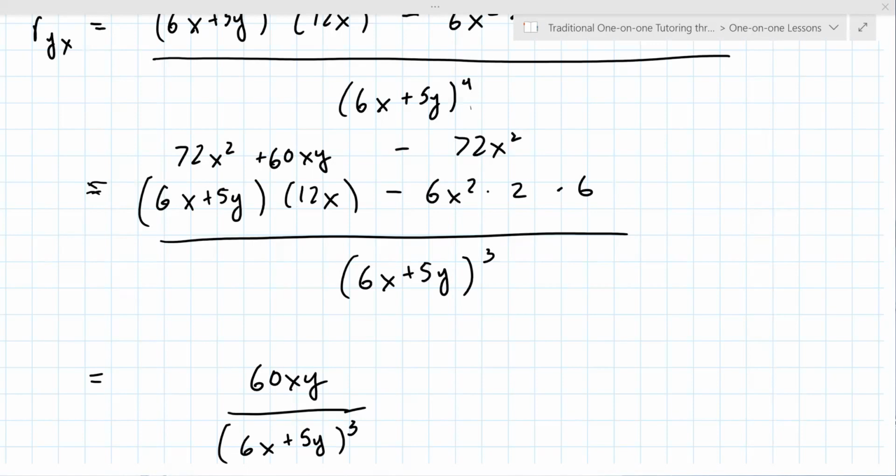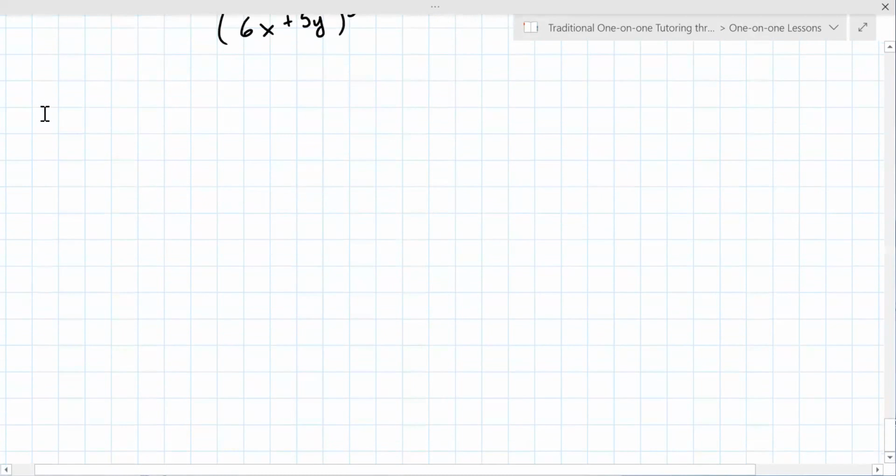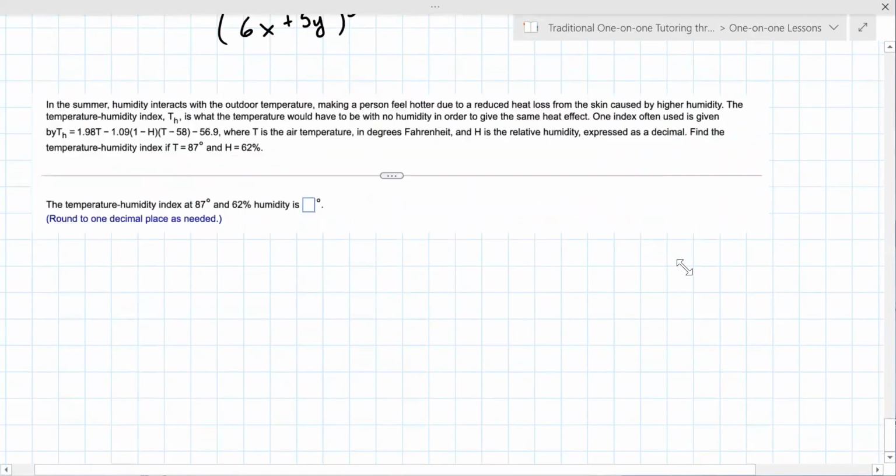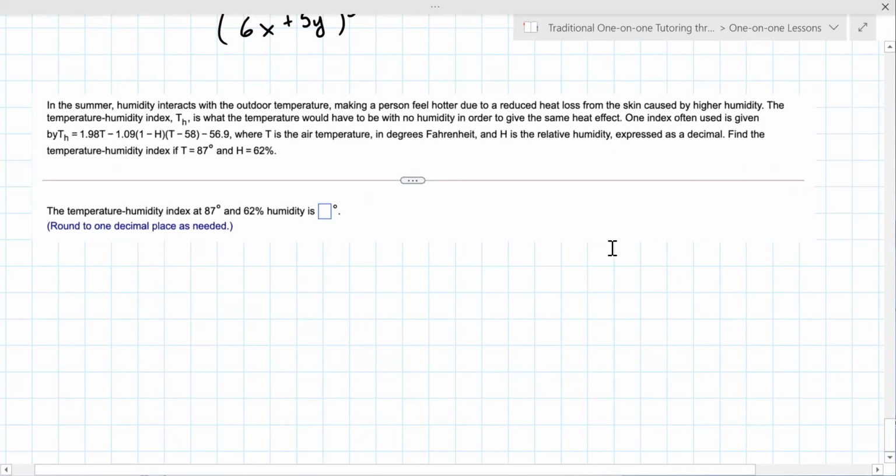All right. So lovely word problem, story problem here. Is this the last question? Yeah. Okay. They give you some formula here. And they say the temperature humidity index is TH. So you have to take the derivative. Oh, actually they give you TH. Okay, never mind. So they give you TH.